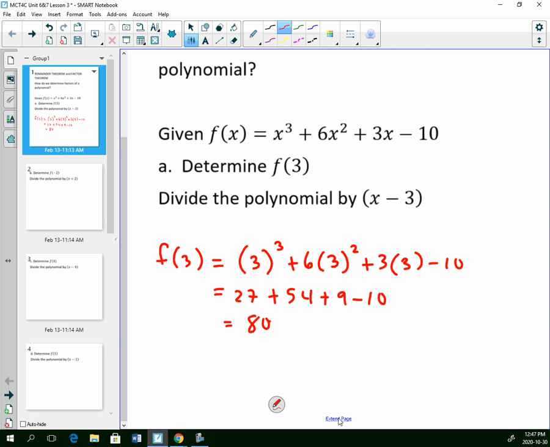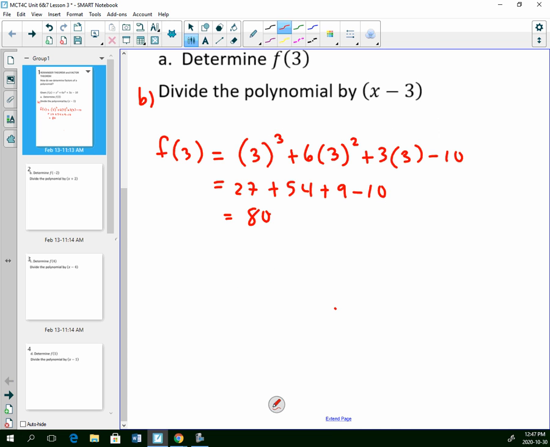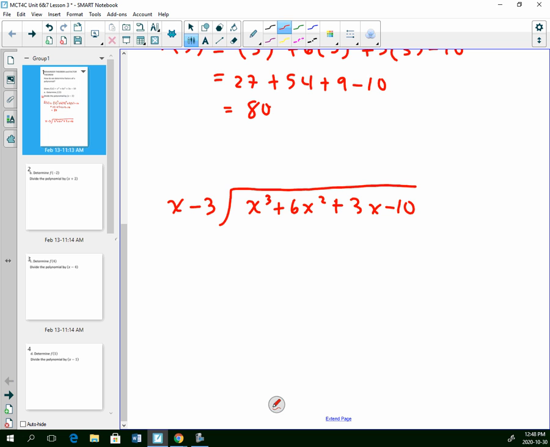Okay. The second thing it wants me to do is divide the polynomial by x minus 3. So if you remember, it's good review for long division. So long division, we're going to divide by x minus 3. And let's see what we get. So I have to multiply the first term x, and I have to get x to the power 3. So I would need to multiply by x squared. So x squared, remember we multiply.